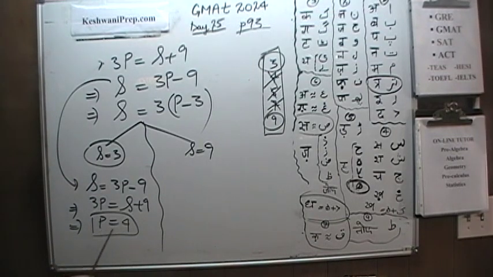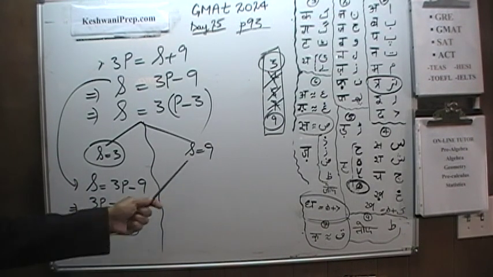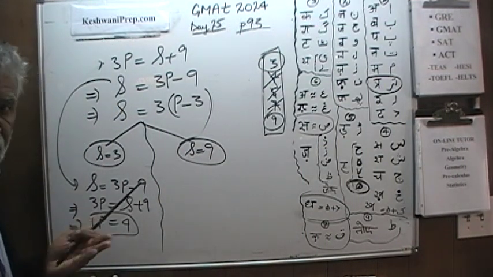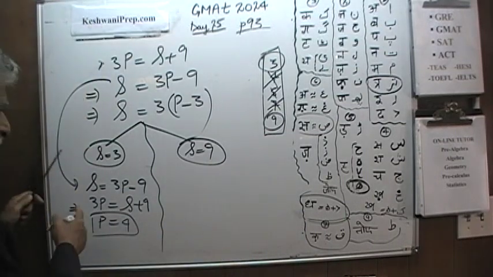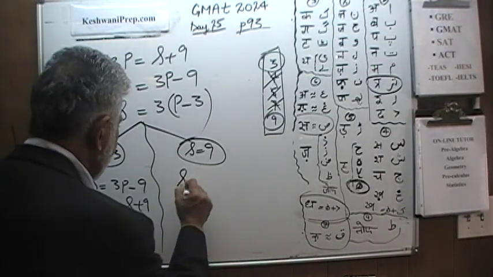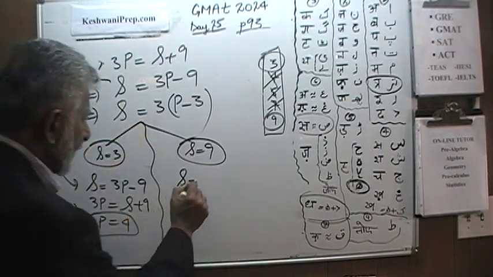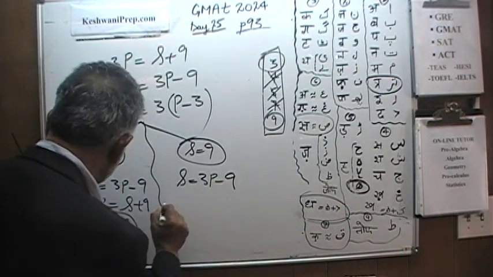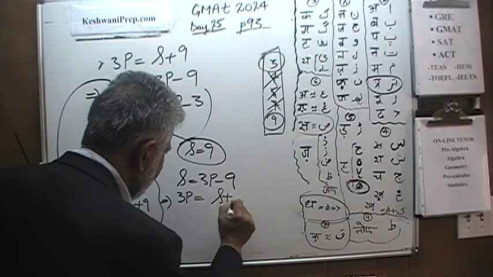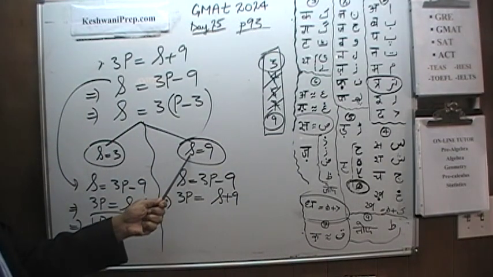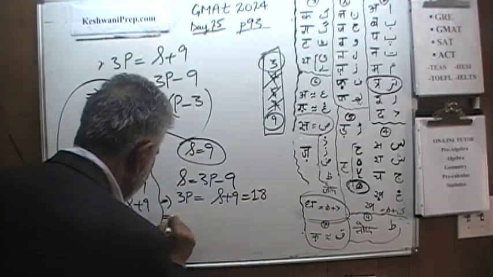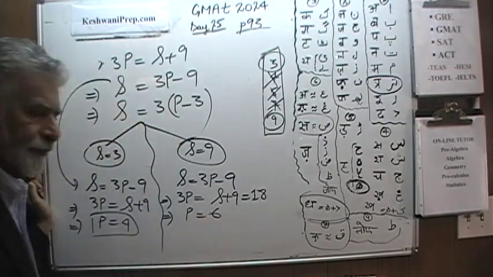Just so that we have a nice juxtaposition of the two situations. Now we are dealing with a scenario where s is equal to 9. Let's see what happens. Again, the same story using this equation right here. S is equal to 3p minus 9. That in turn implies, same steps as before, 3p must equal s plus 9. But we are working with the assumption that s is equal to 9 now, which means that 3p must equal 18. That in turn implies that p must equal 6.